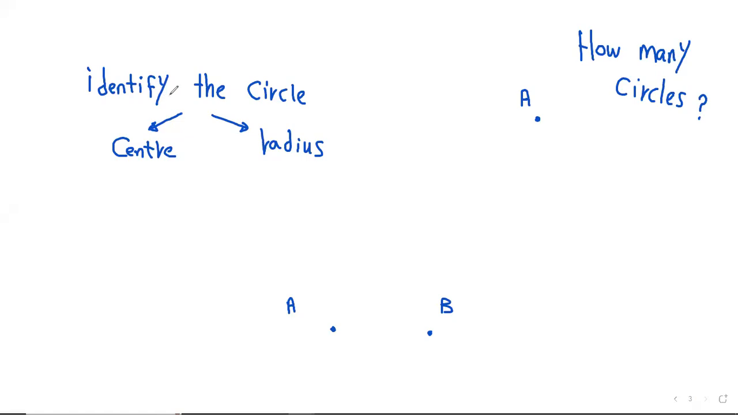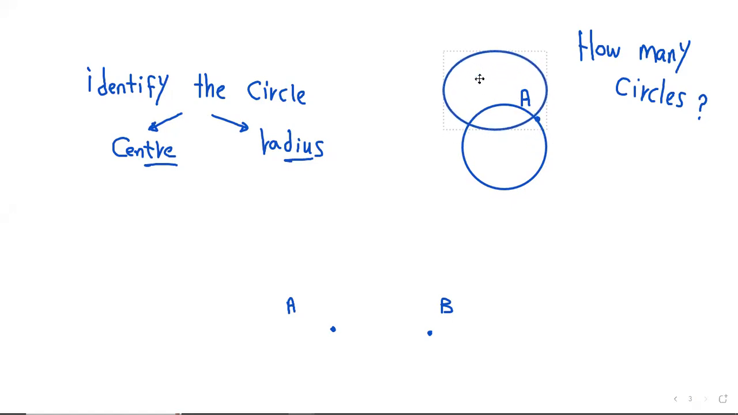To identify the circle, we must know the center and the radius. To draw a specific circle, we need to know the center of the circle and its radius length. How many circles pass through a specific point? We can actually draw an infinite number of circles passing through a point. So here we have a point A, and I'm asking how many circles pass through this point. We can draw an infinite number of circles passing through this point.